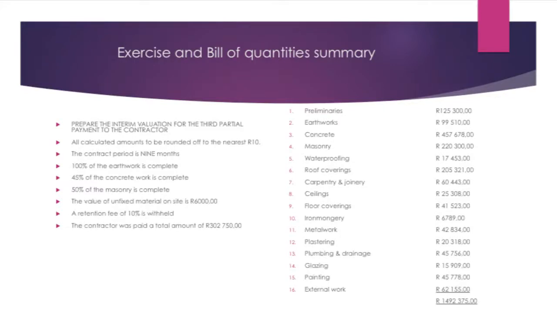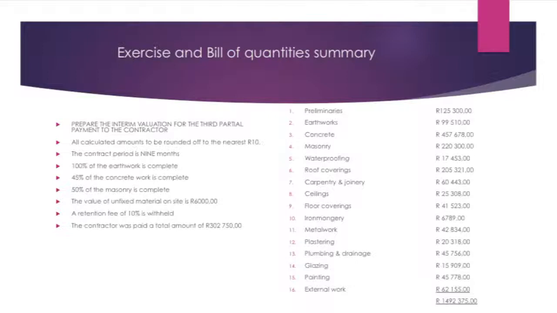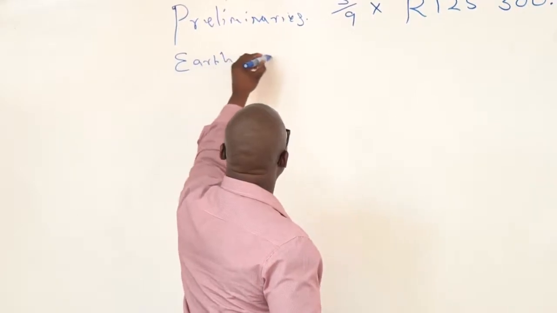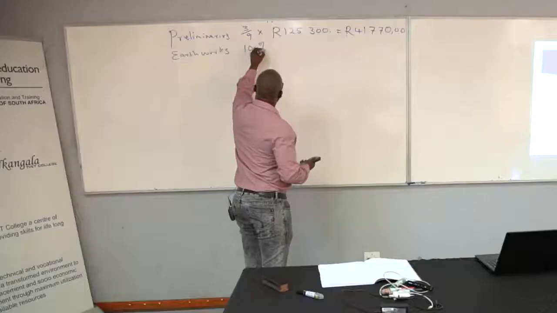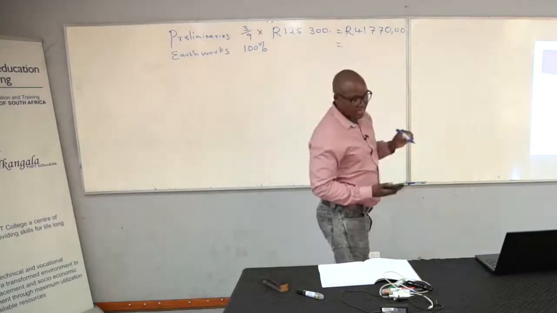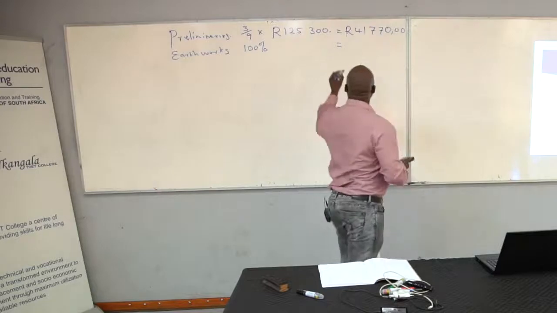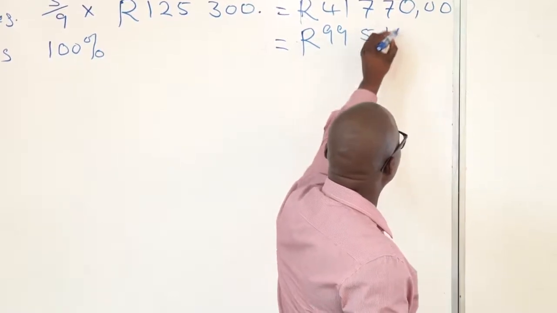According to what we have here, the earthworks is complete. So we have to take the earthworks as the total amount that is prescribed on the bill of quantity summary. So we'll have the earthworks. You have to mention that it's 100% done. Then we know that the amount will be 99,510.